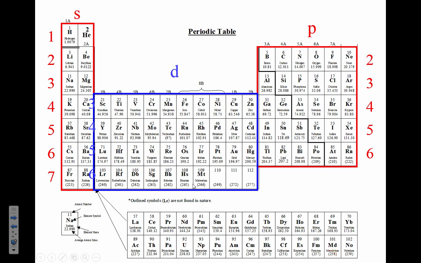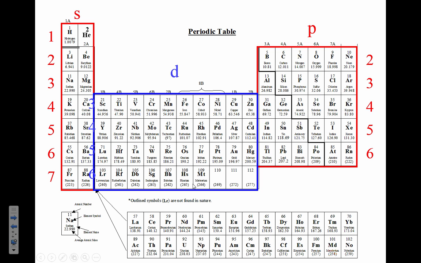Now, the only thing left is that thing we pulled out. We talked about this earlier in the year. 57 through 70 seems like it needs to go right here before Lu and after Ba. Well, rather than pushing the periodic table all the way to the right, we're going to separate out these 14 electrons. And rather than stack them like a deck of cards, we're going to spread them out across the bottom. So notice there are 14 across.